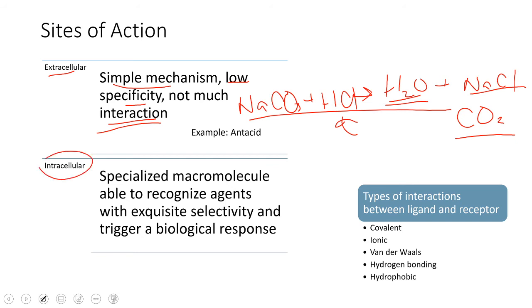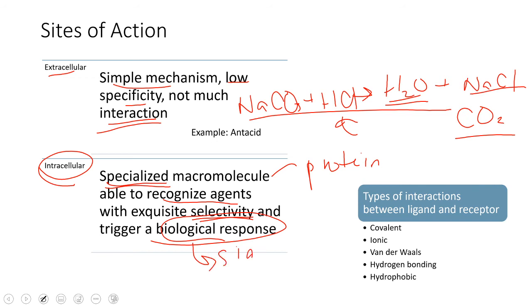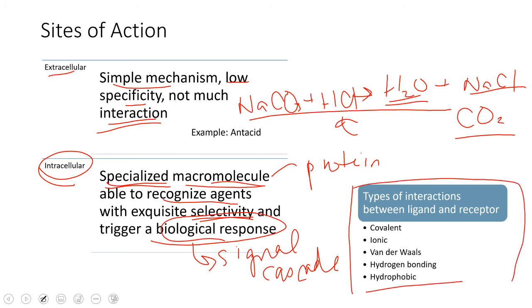And then you have intracellular sites of action, which are much more specialized. So you have specialized macromolecules. This could be a protein. It's usually a protein that's able to recognize agents with a lot of selectivity to trigger a biological response. And this biological response can be a signaling cascade. And so these molecules are usually receptor and ligands. And there are a couple of interactions between a ligand and receptor that occur.